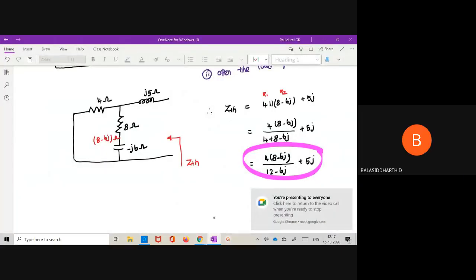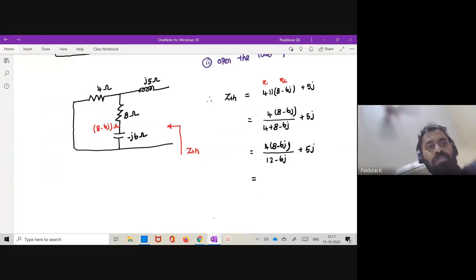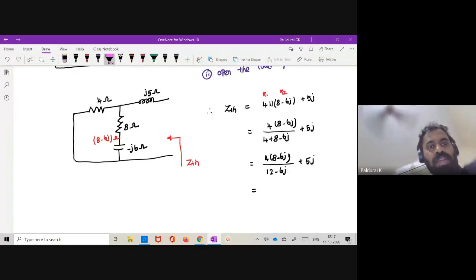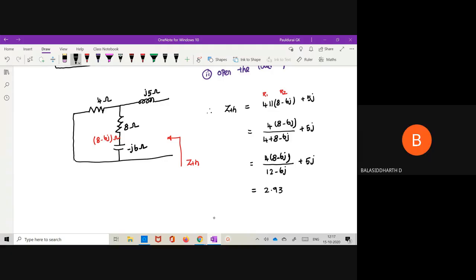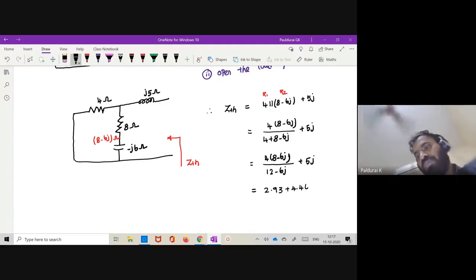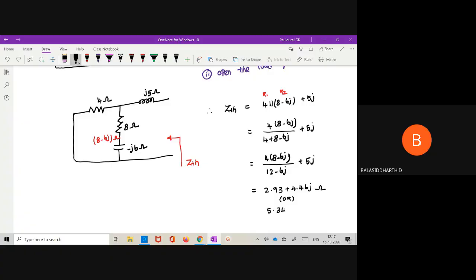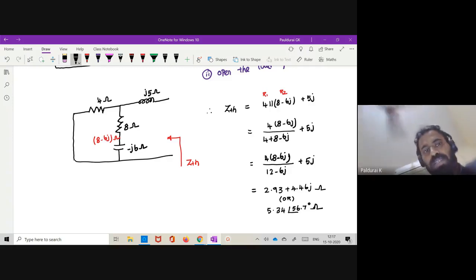Yes, sir. 2.93 plus 4.46 J, sir. Wait, let me choose my pen. The answer is 2.93 plus 4.46 J. This is ohms, right? Yes, sir. Otherwise, in terms of polar form, it is 5.34 at an angle of 56.7 degrees. Yeah, very good. Again, this is ohm, right? So this is my ZTH.